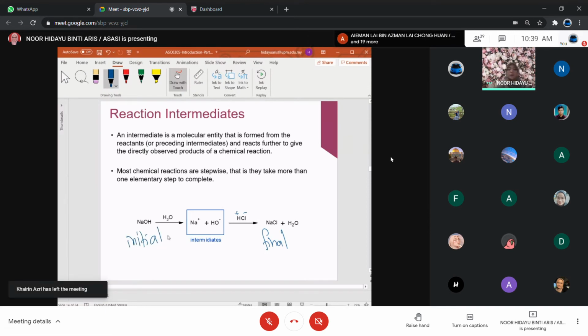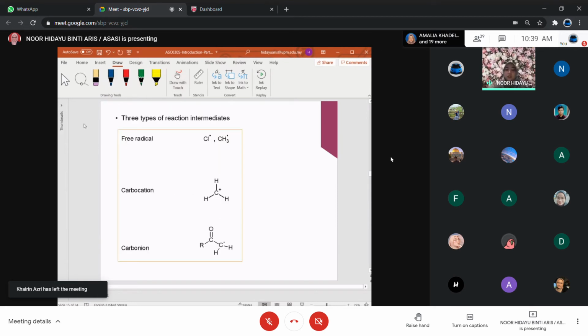Okay. So in organic chemistry, we have 3 types of reaction intermediate, which are free radical, carbocation, and also carbanion. Okay, free radical yang macam tadi lah. Okay, ada dot dekat compound tu. Kalau carbocation, carbon with positively charged. Carbanion, carbon with negatively charged. Kalau positively charged maksudnya tak cukup elektron.